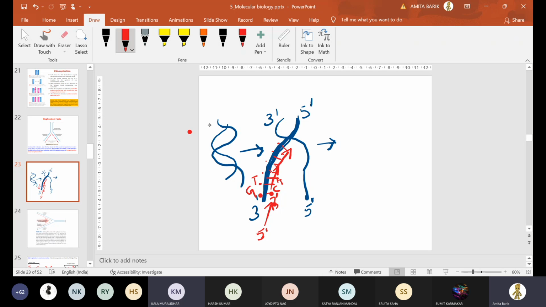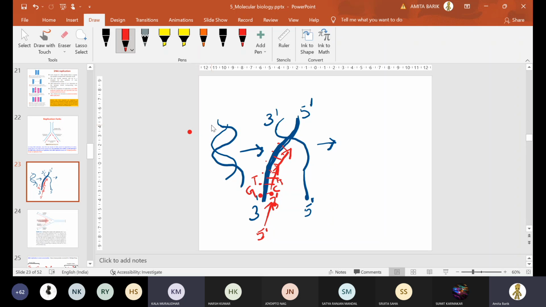And since it is forming from the 5' to 3' end, the template will be 3' to 5', the opposite one. Clear? So the nucleotides are being linked to each other with the help of an enzyme known as DNA polymerase.